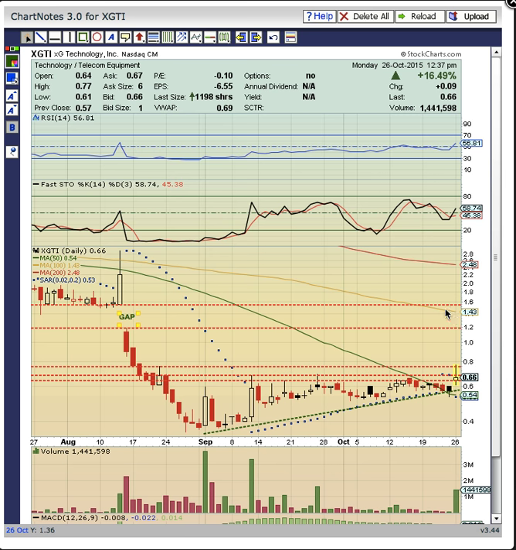So the next key level is at 143 on this 100-day moving average, and a run to that level would almost fill the gap back here on the 14th of August. Okay, so this is promising.